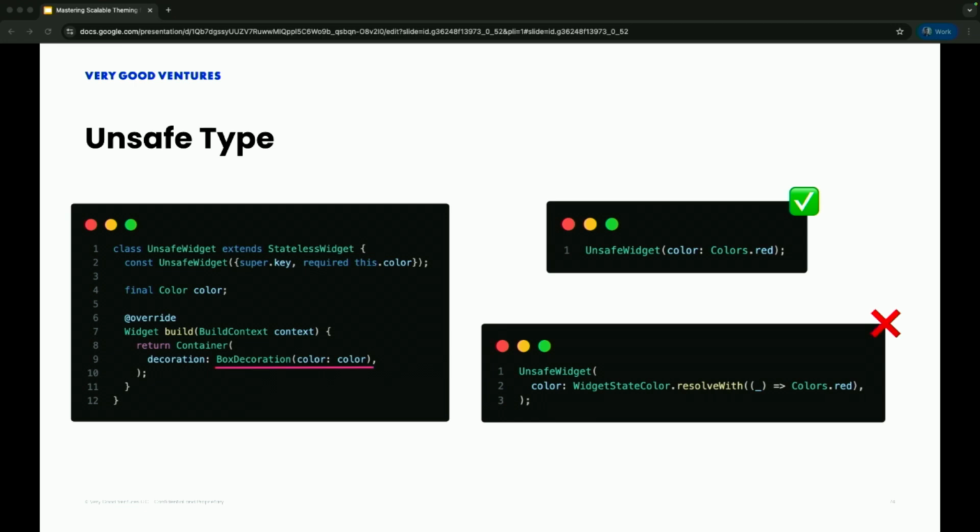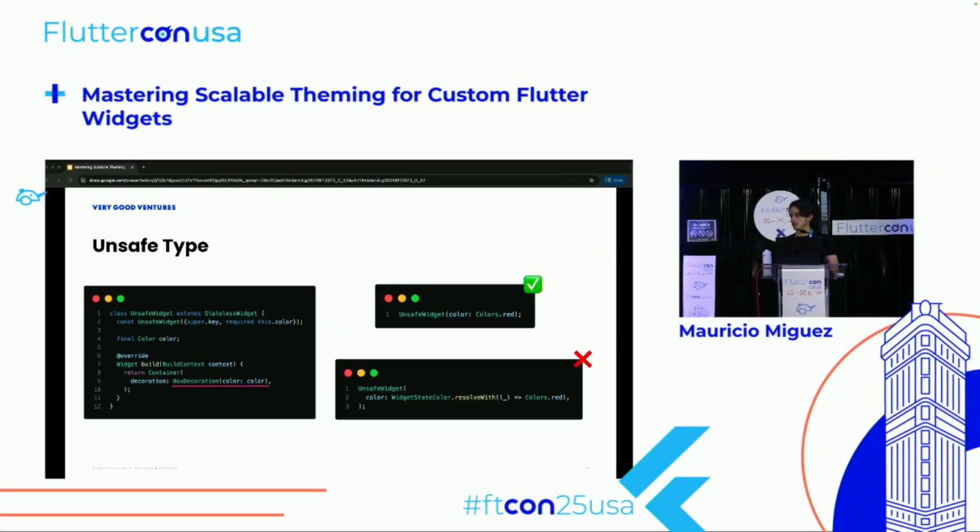The second problem is that it's actually an unsafe type, because even though your widget, in this case, has a property color, and you can assign it a static color value, in this case, red color, or you can also assign it a function which resolves our style values based on widget states. It will not work for the second implementation, because as you can see here in the box decoration, I'm just setting color, and I'm never calling resolve as that we should be calling. So this basically will throw an error. It will not work.